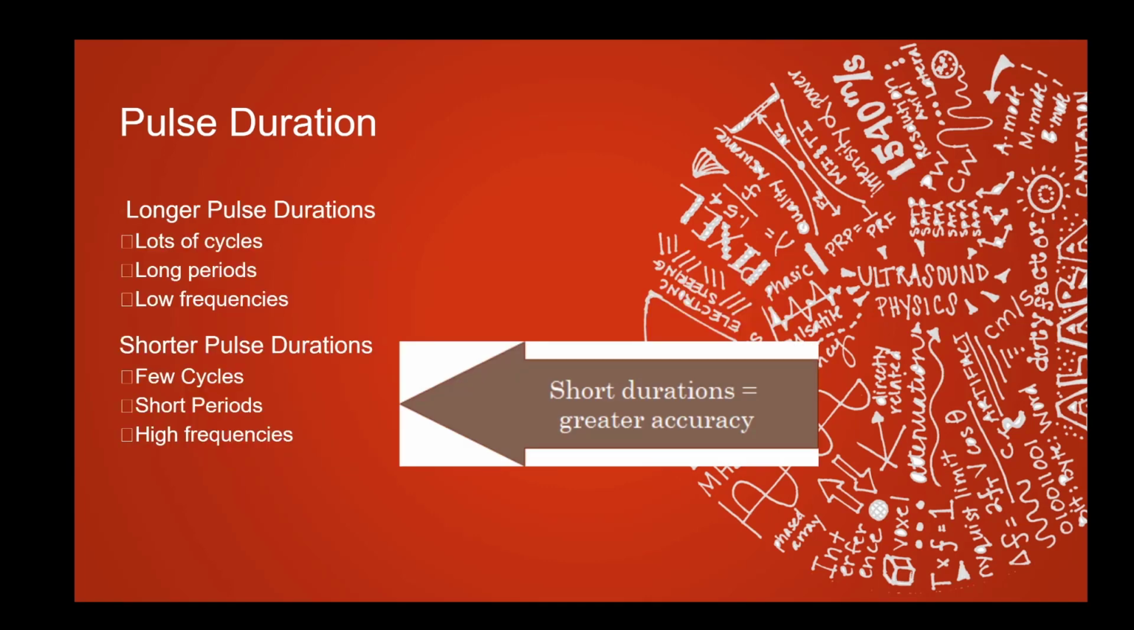So some other things to think about with pulse duration, and this is stuff we've already talked about. We have longer pulse durations, more time is spent creating the pulse, when we have lots of cycles, long periods, and low frequencies. We have short pulse durations with fewer cycles, short periods, and high frequencies. And shorter durations are going to make better pictures. So our goal is always to have a short pulse duration.